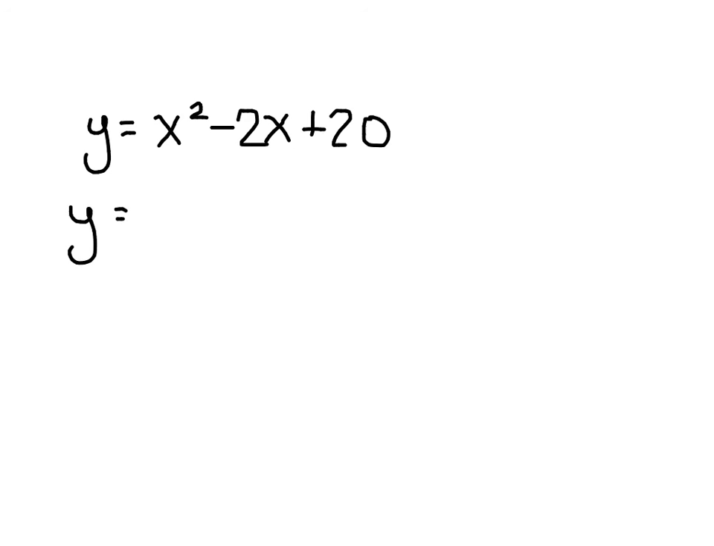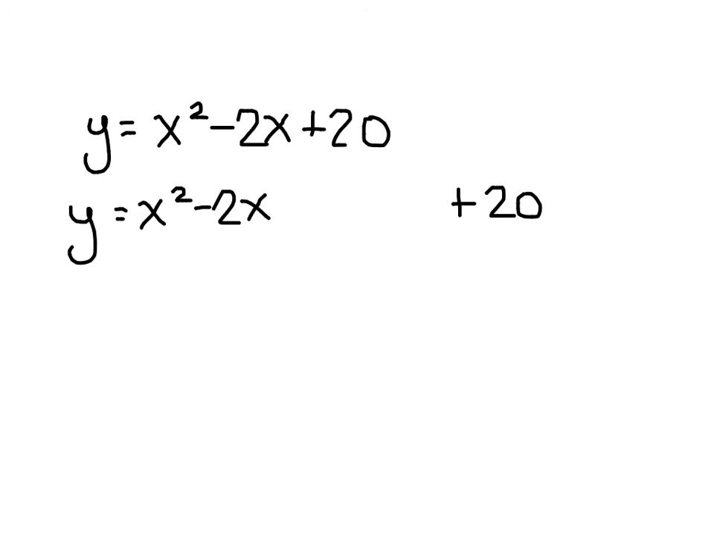And the last one. y equals x squared minus 2x plus 20. And when you want to write this in vertex form, remember you take the x's and put them together, and then you push the constant over. So y equals x squared minus 2x, and I push the constant off to the side.